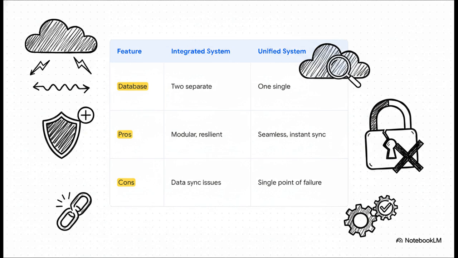Now, a unified system, that's totally different. It's one single brain, one database for everything. The huge win? Your data is always perfectly in sync, which could be absolutely critical for, say, a high-security facility. But you can probably guess the con, right? That single database is also a single point of failure. If it goes down, everything goes down with it.